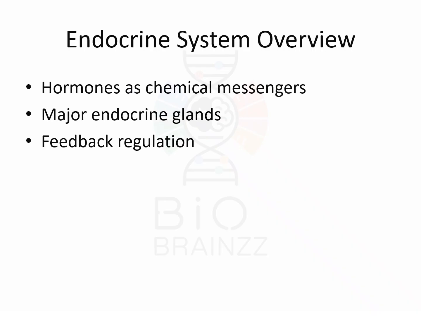The endocrine system regulates bodily functions using hormones, which are chemical messengers released into the bloodstream. These hormones travel to target tissues and influence physiological processes. Major endocrine glands include the pituitary gland, thyroid gland, pancreas, adrenal glands, and gonads. Hormone secretion is often regulated by feedback mechanisms, which ensure the hormone levels remain balanced.